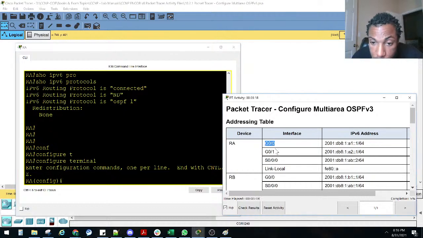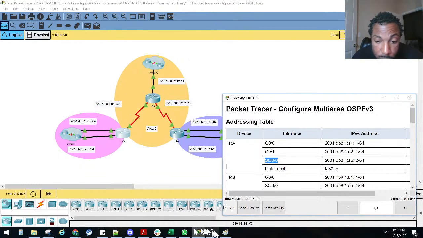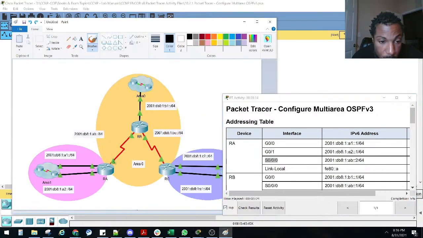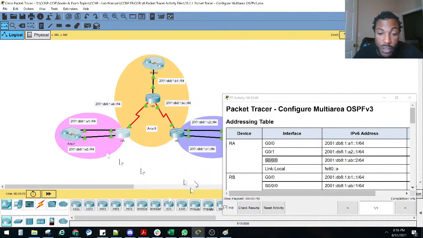Gig 0/1 or Gig 0/0, Gig 0/1, and 0/0/0, right? So those interfaces there. I'm bringing up the chart. This is the serial interface, right? That's probably 0/0/0. One of them is Gig 0/1, the other one's Gig 0/0. So we need to advertise OSPF out of that network, this network, and this network, right? So we just need to go to those interfaces and do it. Remember, because it's interface specific.